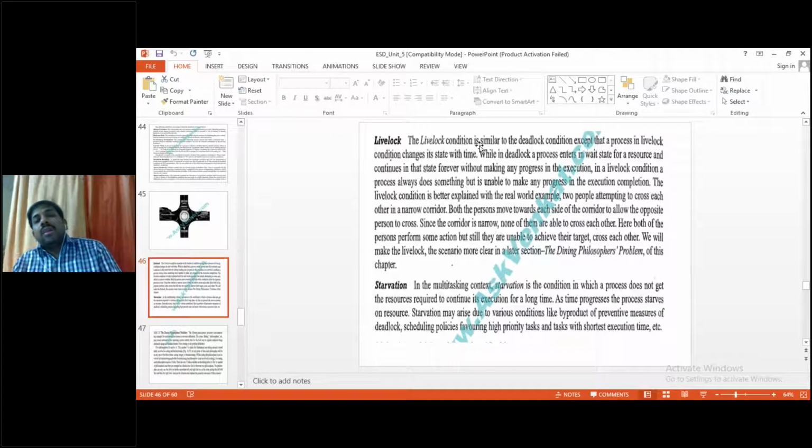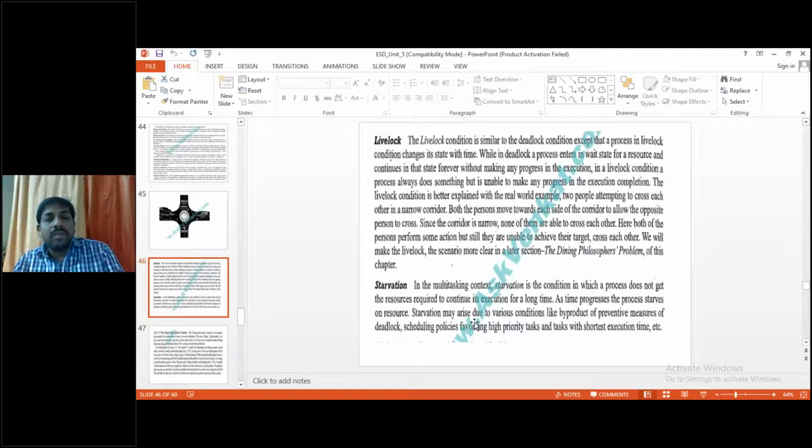So livelock is similar to deadlock, but where in deadlock the process enters a wait state and cannot progress further, in a livelock it is unable to make any progress in execution. If two people are trying to move through a narrow place and each of them moves apart and none of them gets through, that is a livelock.